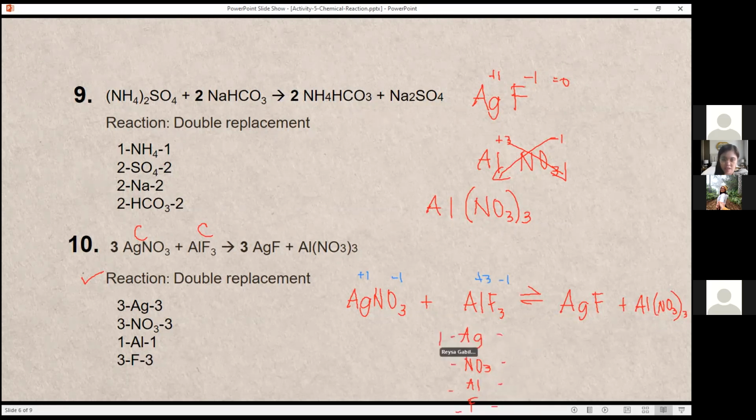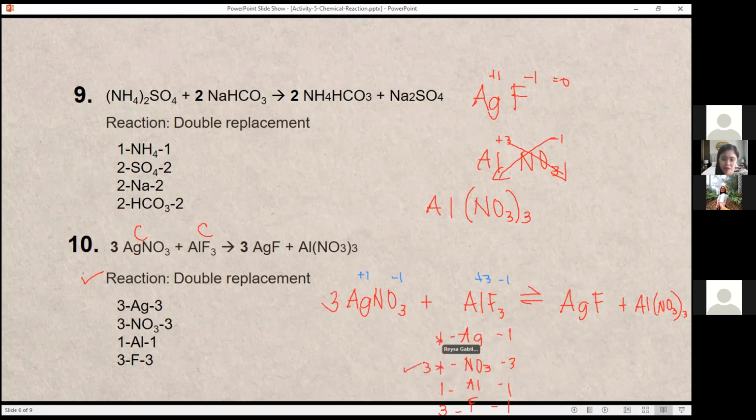So you have 1 Ag, 1 NO3. This is counted as 1 here. Pag wala siyang subscript, hindi siya nakalagay inside an open and closed parenthesis. 1 Al and 3 F. And then on the other side, 1 Ag, 1 fluorine, 1 aluminum, but 3 nitrate. So I can actually start with the nitrate. So I'll place 3 here so that nitrate becomes 3. So this is balanced already.